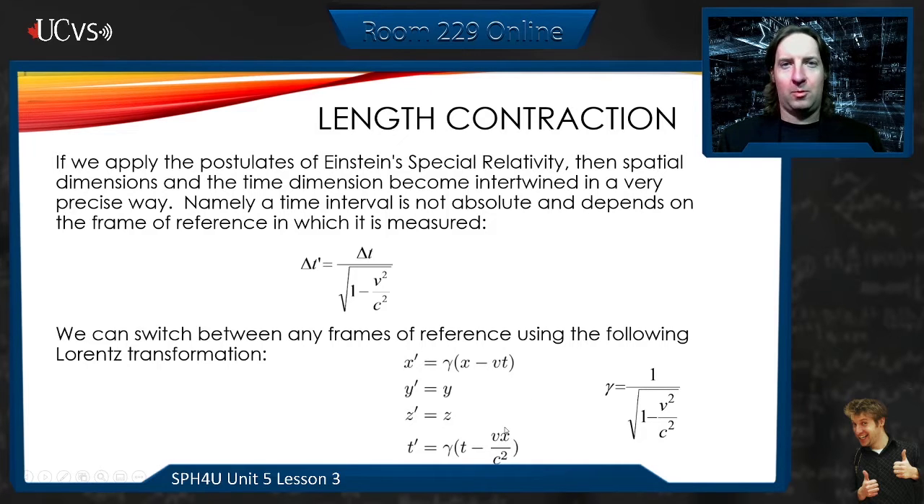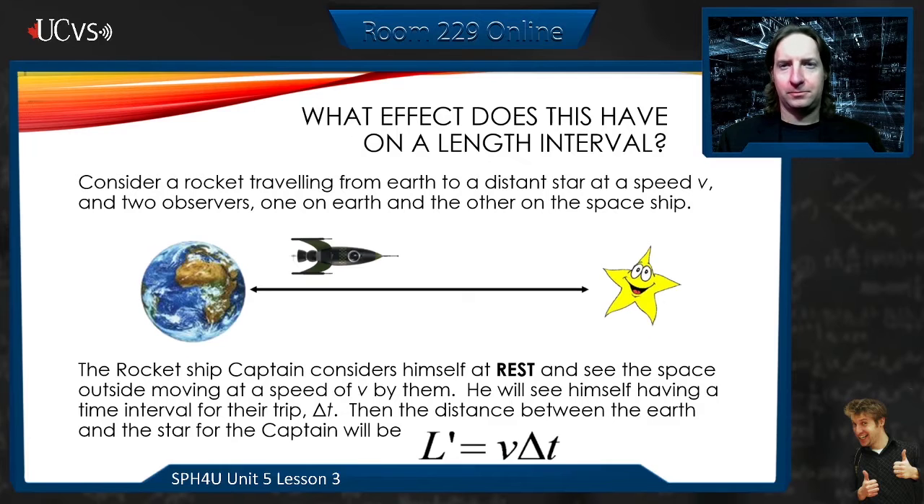What I'm interested in is thinking about a rocket ship as it's traveling from Earth to some distant star, at a speed v. Now there are two observers. One's on Earth, and one is on the spaceship. The rocket ship captain is inside his spaceship, so he thinks of himself as at rest. What he sees is the Earth moving away from him, behind him, and the star coming towards him. So he sees space moving at the speed v past them.